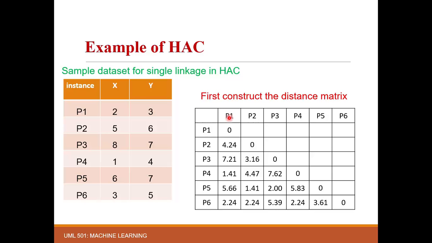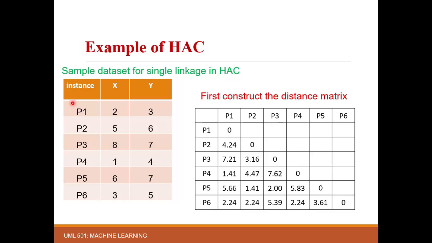It is 0. Each cell in the lower triangular matrix, this one is the lower triangular matrix, represents the distance between the row vectors of the corresponding data points, like this 4.24 represents the distance between the row vector corresponding to P2 and P1, that is this point P1. For example, we have used Euclidean distance to calculate these values.